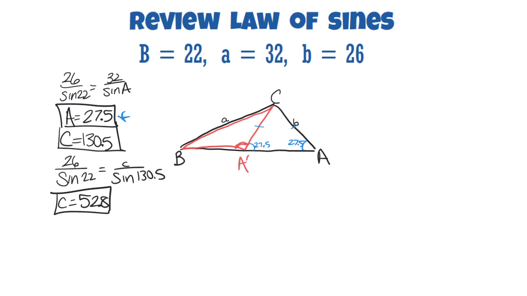And so I'm going to do 180 and subtract that 27.5 because those are supplementary right there. And so I have angle A prime is 152.5. Now I'm going to come over here and start my list. I find these same three things in the same order, kind of the same way, as soon as I can get that A prime figured out.